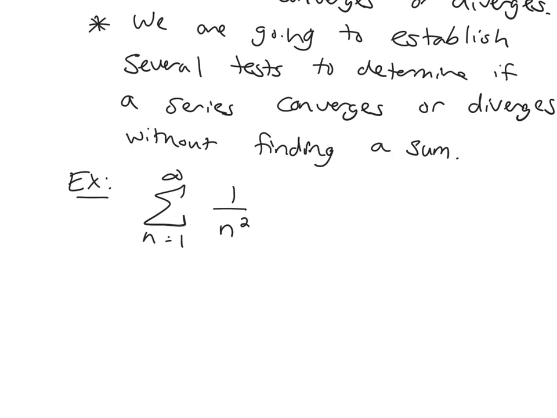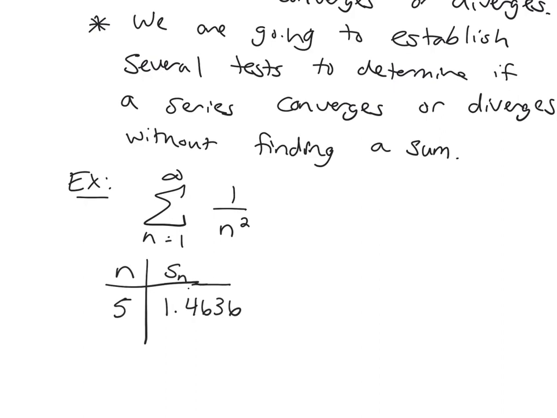So instead, what I'm going to do is start looking at the partial sums. Okay? So n and S sub n. If I add up the first 5 terms and you use a calculator to add that up, you're going to get 1.4636. Okay? And we want to see what happens as n gets larger.